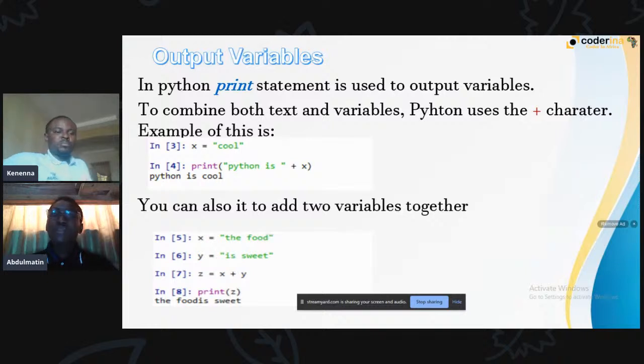But you can't add two different data types together, maybe a string and a number, or an integer. You can't add them together. For instance, if I say x is equal to the food now, and I'm now saying y is equal to, instead of is sweet, 5. Now here I'm saying you should add x plus y. It's not possible. It's going to flag an error because they are of two different data types.